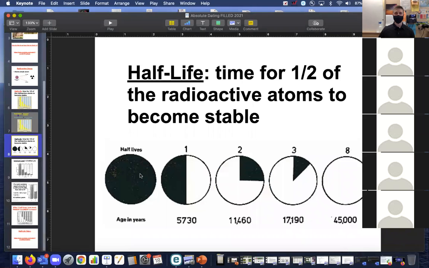It's kind of another way to look at it with a pie chart. So if you start at everything radioactive, and then it goes to half, and then a quarter, and then an eighth, this kind of shows that eventually it'll be zero. None of it will be radioactive eventually, because over time, all these atoms will become safe and stable.